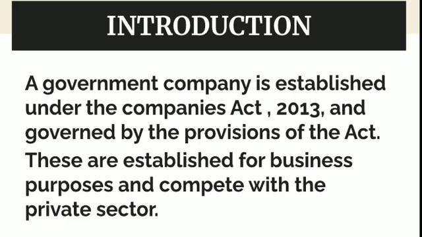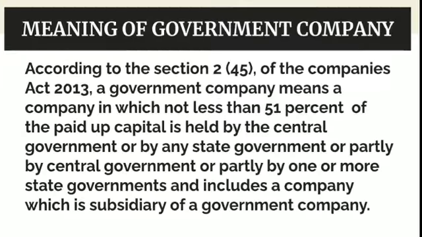It is established by the Act that was passed in the year 2013. We'll study the meaning of a government company here. According to Section 245 of the Companies Act 2013, a government company means a company in which not less than 51% of the paid up capital is held by the central government or by a state government, or partly by the central government and partly by one or more state governments, and includes a company which is a subsidiary of a government company.